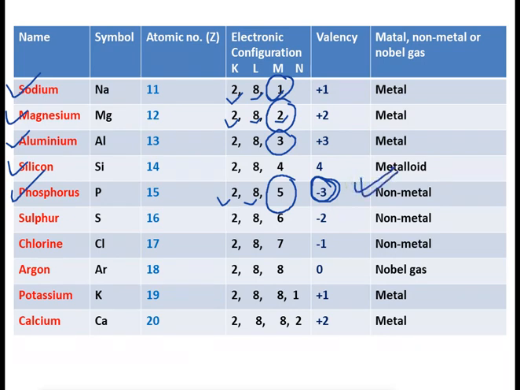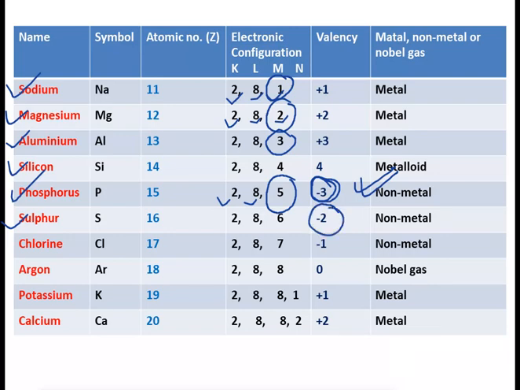Next we have sulfur, atomic number 16, and the symbol is capital S. Electronic configuration 2, 8, 6. So 6 electrons it is having in the outermost shell. So how many more electrons does it need to become stable? It needs 2 more electrons to become stable. So it will accept 2 electrons. So it will have a valency of -2, and it is a non-metal.